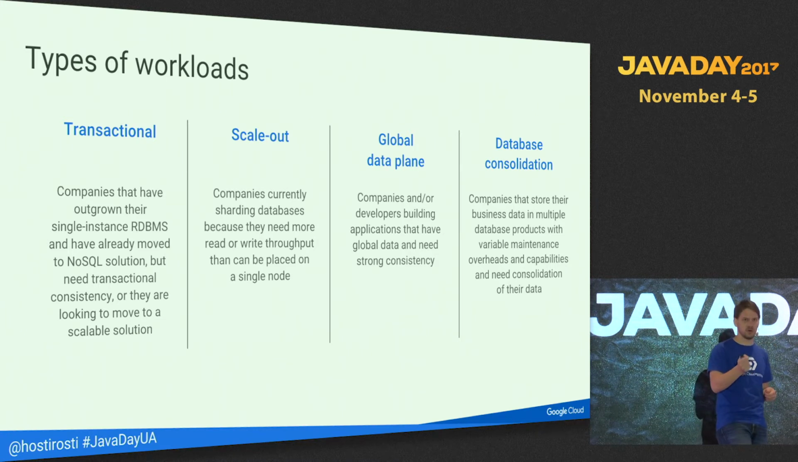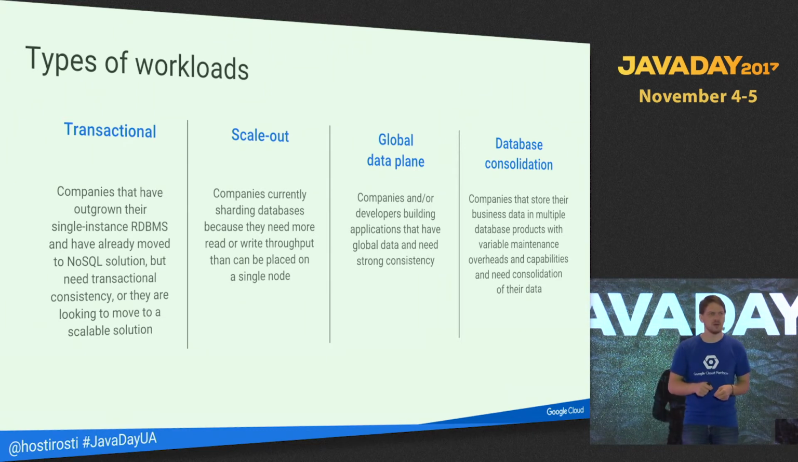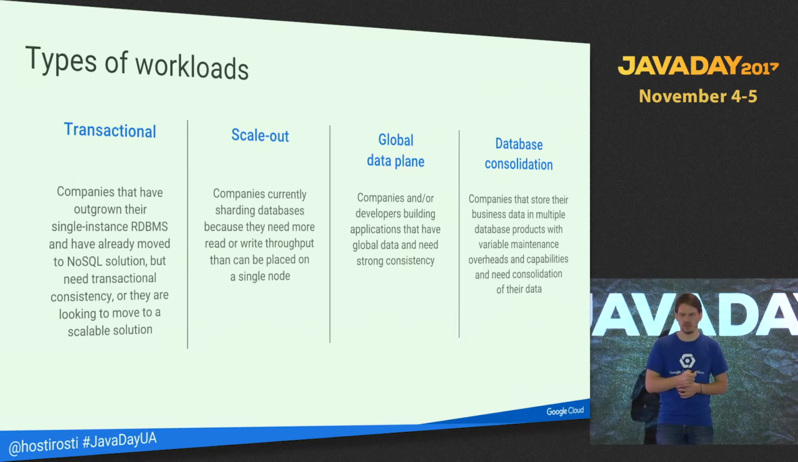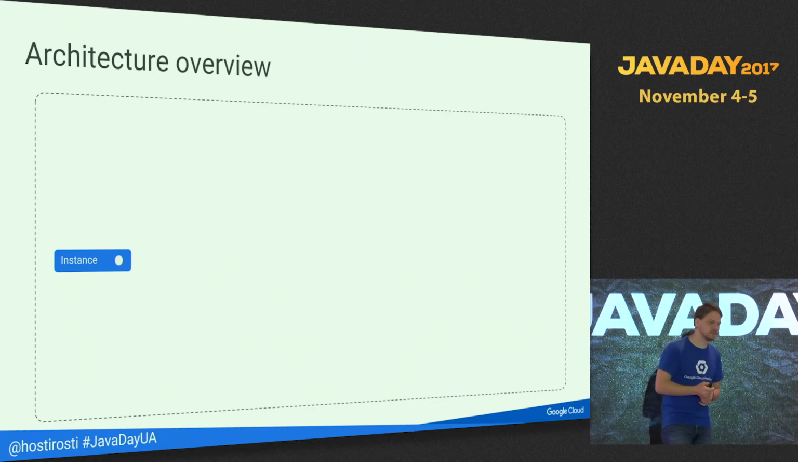4 nines for our regional, which is like 4 minutes and 26 seconds of downtime a month, and 5 nines for our multi-regional version, which is like 28 or 26 seconds of downtime a month. This is also a use case where Spanner comes in, because we can do things like security upgrades, hardware upgrades, online while your system is running. So how do we do this?